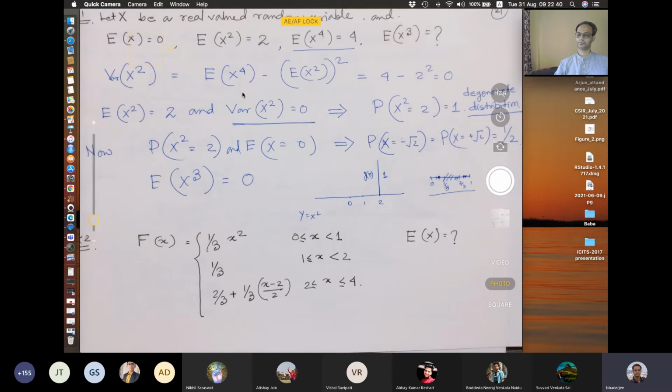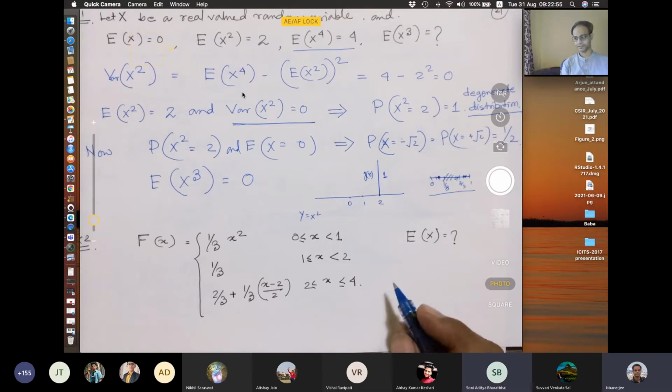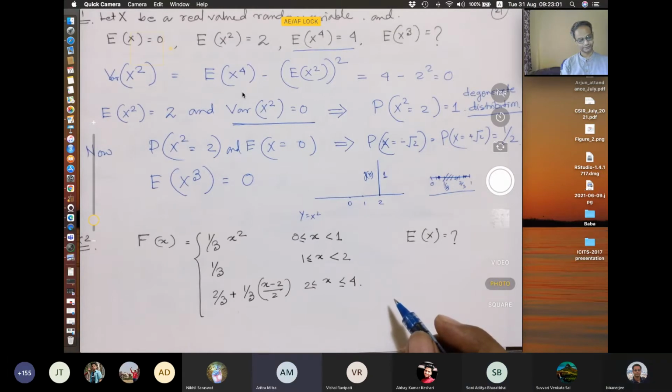Sir, 11 by 9. How? You please tell me. Sir, integration of x dF(x). Okay, what is dF(x) here? Differential of F(x) at sub-intervals. It has a discontinuity at 2, so that's a problem. There is a discontinuity, you cannot differentiate it so easily.